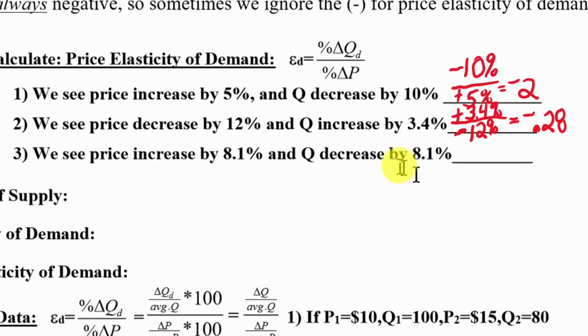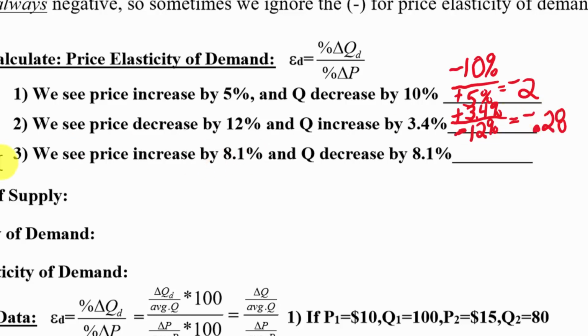And here we see, because the effect, the 3.4%, is a much smaller change than the 12% cause on the bottom, we're going to call this inelastic. And the interpretation of this minus 0.28 would be, for each 1% change in the price, we see a 0.28% change in the quantity people are buying. So if the price is going up 1%, people will buy 0.28% less. And if the price is going down 1%, people would buy 0.28% more.